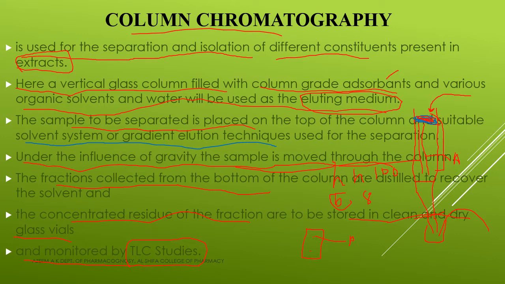Now, under the influence of gravity, the sample is moved through the column. Now, the fractions can be collected at the bottom of the column, and this fraction will have liquid as well as some extra isolated part. And this liquid should be distilled to recover the solvent. Means solvent recovery. Otherwise, you can distill off the solvent.